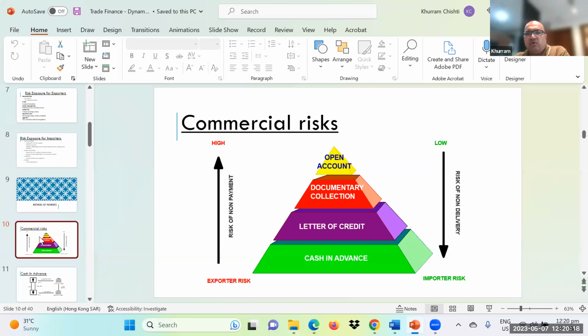Okay, now you see these arrows on the right and left hand side. On the left hand side, there's an arrow which says risk of non-payment, exporter risk: low at the bottom and high at the top. On the right hand side, you have an arrow pointing downwards, which is opposite to the one on the left. Now I'll tell you what it means. If KC Limited India supplies rice on open account to Almaya Supermarket or Carrefour, then as the exporter my risk is the highest. That's why it says high and the arrow is on the top.